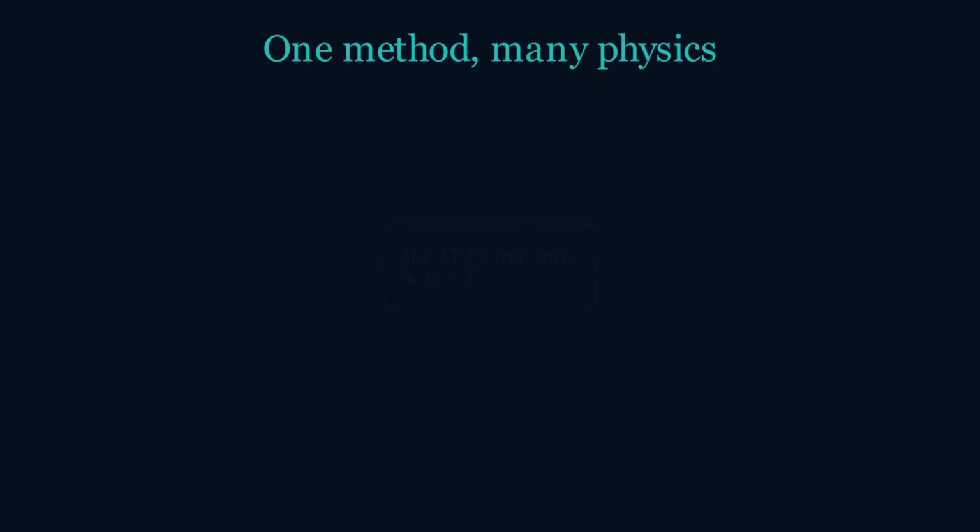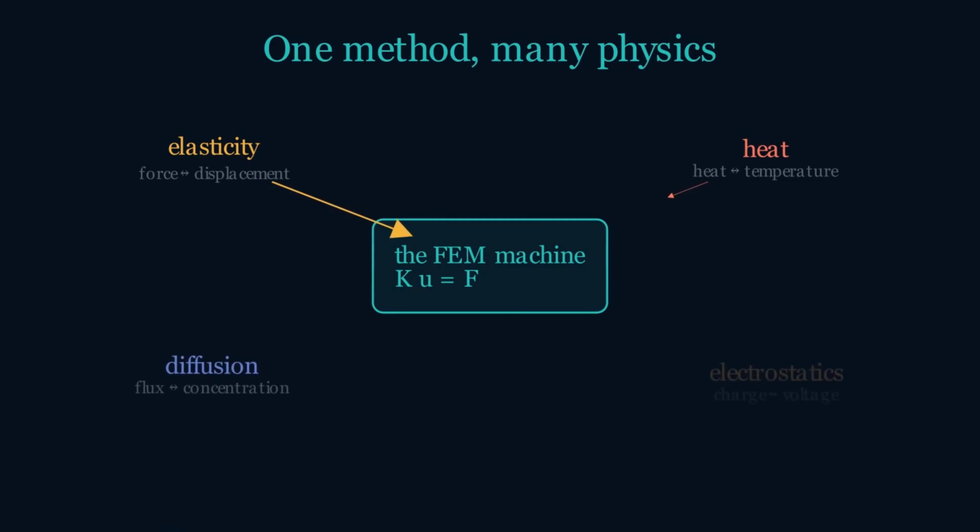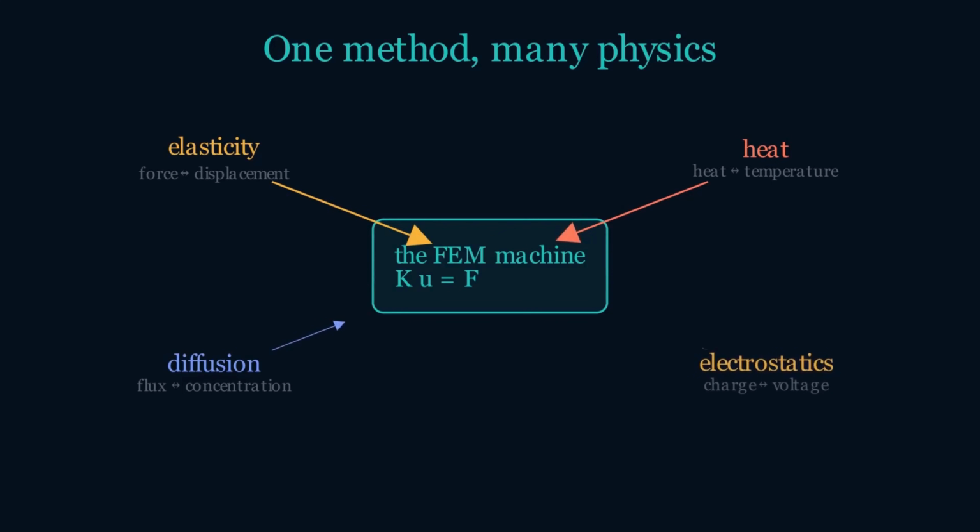Step back and see what we've really built. A single machine that assembles element matrices, applies boundary conditions, and solves Ku equals F. And it never cared what the physics was. Elasticity, heat, diffusion, electrostatics, groundwater flow, all of them are governed by the same kind of equation, so all of them feed into the same machine. Learn it once, and you can solve them all.